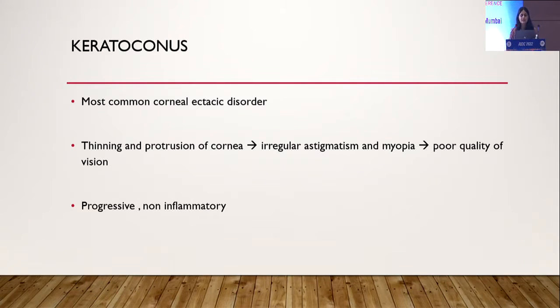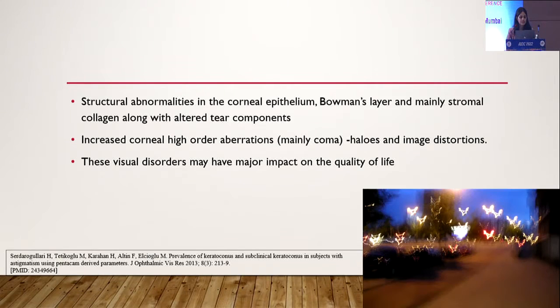So we all know that keratoconus is the most common ocular ectatic disorder, and the basic pathology is there is an area of thinning and protrusion, which is giving rise to irregular astigmatism and myopia, and the patient is having a very poor quality of vision. It is a progressive and a non-inflammatory disease.